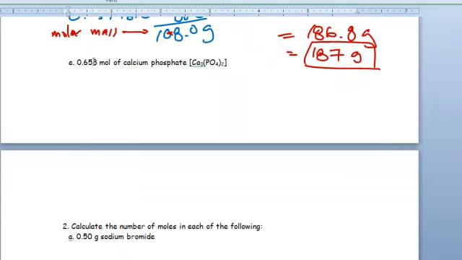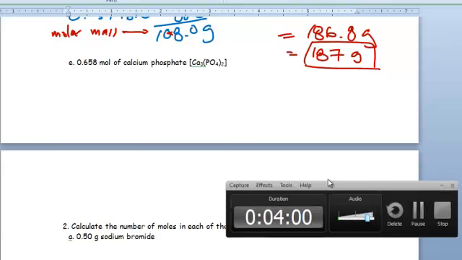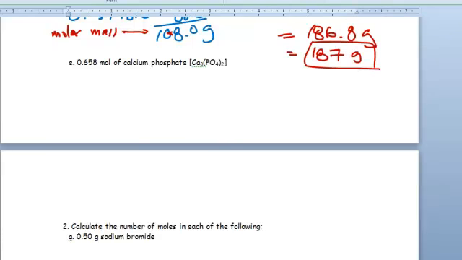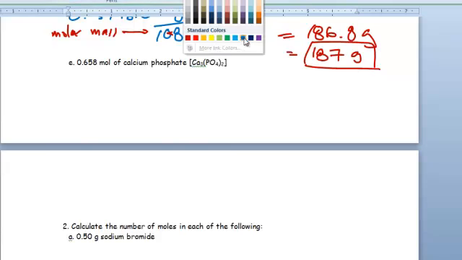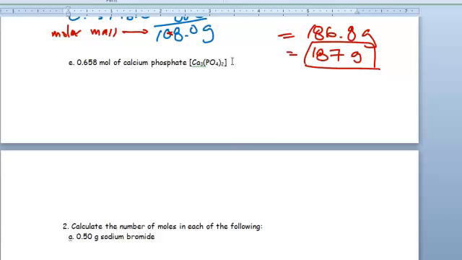Next one, E, 0.658 moles of calcium phosphate. Just getting my timer up here so I keep track of the time. So calcium phosphate. I gave you the formula. I probably didn't even have to do that, but you can see that there's 3 calciums and then 2 phosphate groups. So we've got to do a little work here calculating the molar mass.